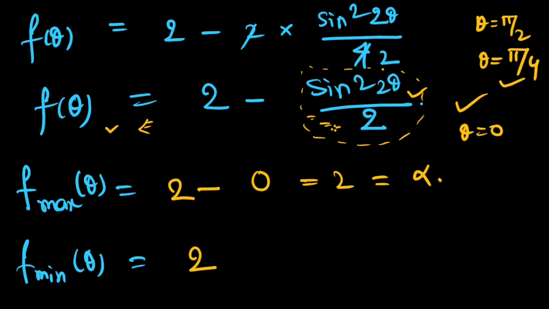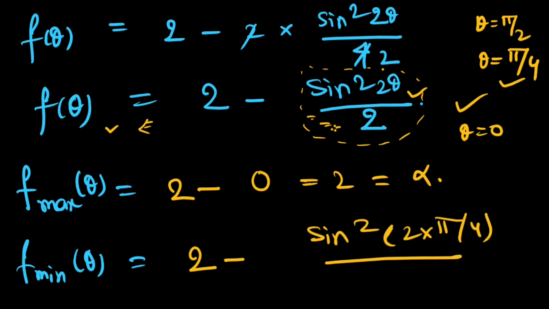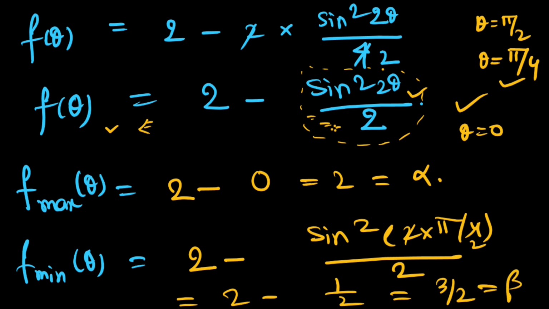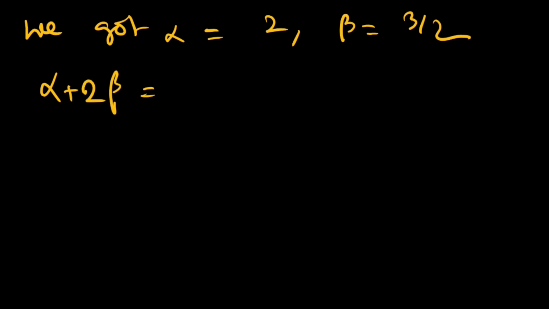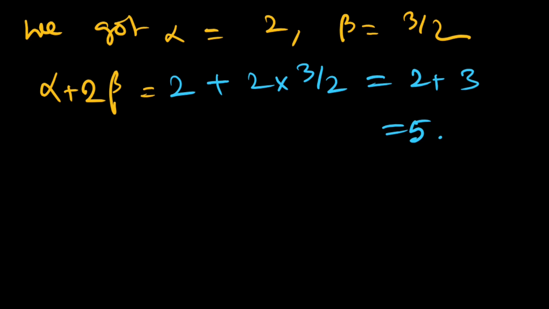Therefore, we put theta equal to pi by 4 here, so we get the minimum value of f. So 2 minus sine square 2 into pi by 4, over 2, is equal to 2 minus, that is pi by 2, sine pi by 2 is 1, so that is 1 by 2. That is actually 3 by 2. That is actually the value of beta. So we got alpha equal to 2 and beta equal to 3 by 2. And find the value of alpha plus 2 beta. That is alpha is 2 plus 2 into 3 over 2, that is 2 plus 3, which is actually 5. Therefore, alpha plus 2 beta is equal to 5. This is the answer.